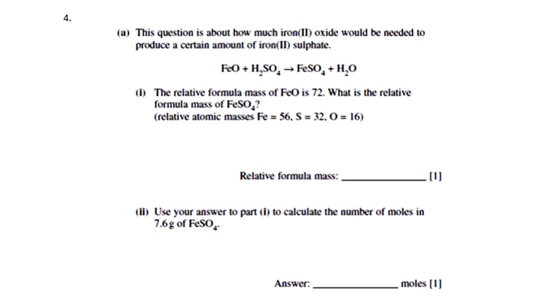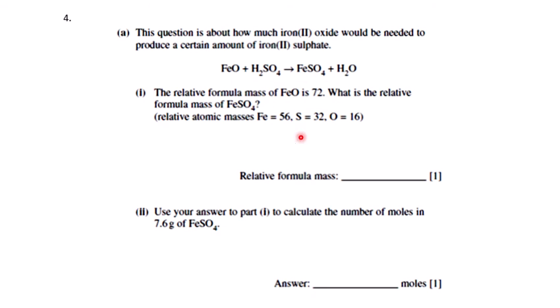Okay, question 4. Again, if we look at the question, this question is about how much iron 2 oxide will be needed to produce a certain amount of iron sulfate. So there's our iron oxide, there's our iron sulfate. Can I draw you down to this? Relative formula mass of FeO is 72.